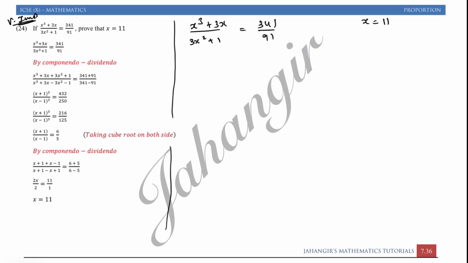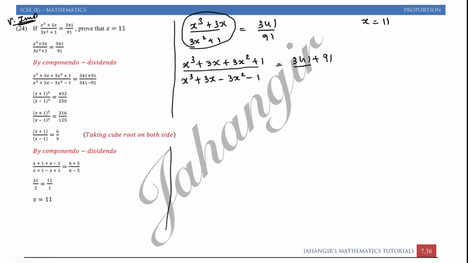Here, since the terms are not the same, but still we will do componendo dividendo because this forms an identity. You will learn more questions of this type of identity in board questions. So here we will do componendo dividendo, so that (x cube plus 3x plus 3x square plus 1) upon (x cube plus 3x minus 3x square minus 1) is equal to (341 plus 91) upon (341 minus 91). This is componendo dividendo. Okay, hope you understood this.